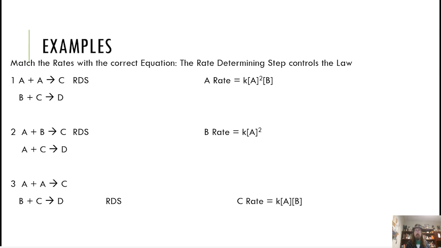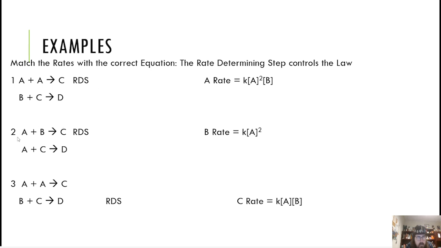Now, I want you to try to match the rates with these reactions. The easy ones are the ones where the first step is a slow step. In the rate determining step being the first one, A and A react to form C, and C reacts with B to go to D. Now, A and A goes to C, so it's second order with respect to A, but since B is in the second step, we ignore B entirely. So, example number 2, rate is K[A] squared, matches our first reaction mechanism.